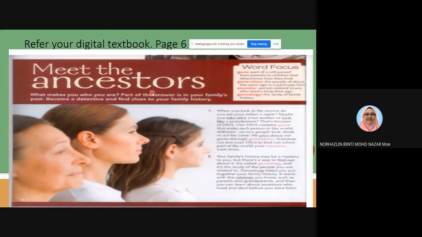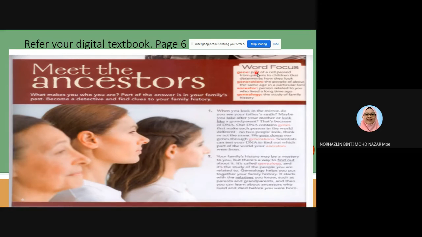Okay. So I'm sure that you have read this. Okay. Meet the ancestors. What makes you who you are? Okay. Part of your ancestors in your family's past, become a detective and find clues to your family history. Okay, I'm sure that you have read this, right? So look at the word focus, gene, generation, ancestors, genealogy.